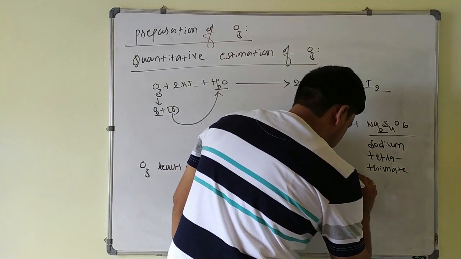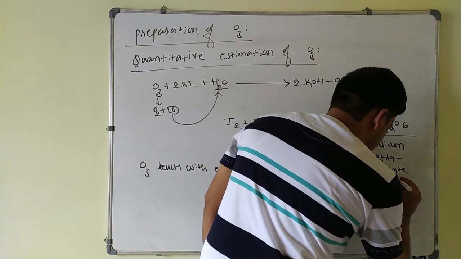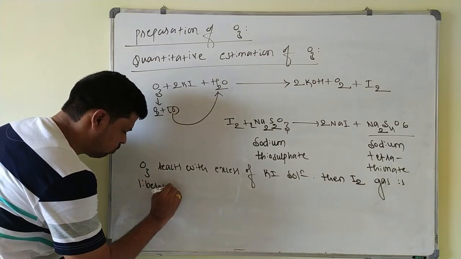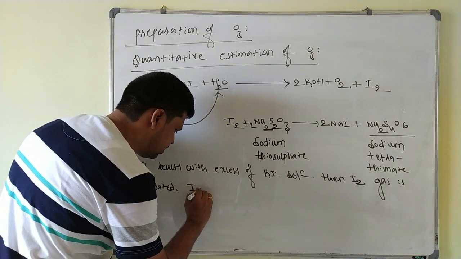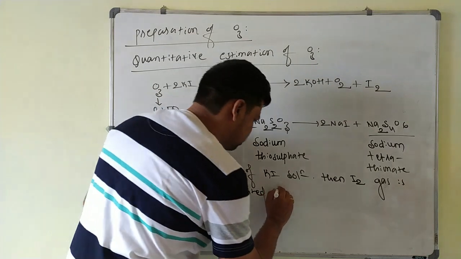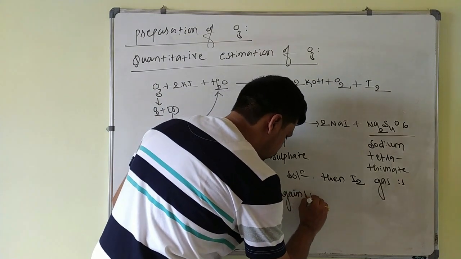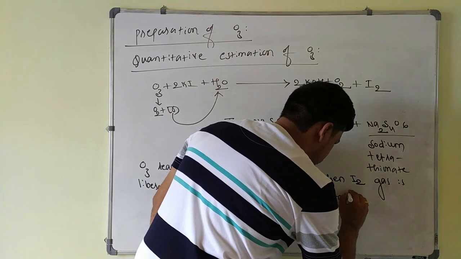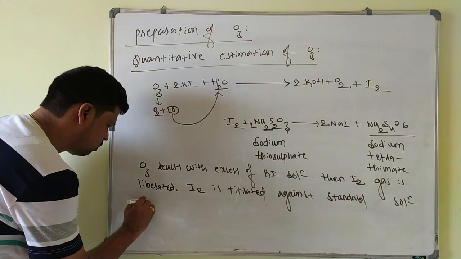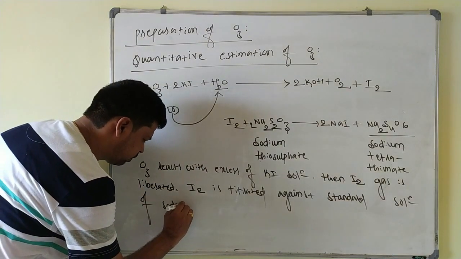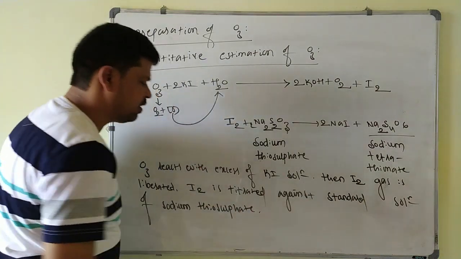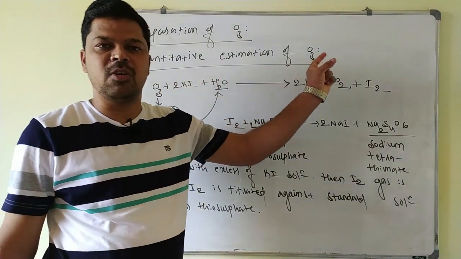then I2 gas is liberated, then I2 is titrated against a standard solution of sodium thiosulfate. So this is the quantitative estimation of O3.